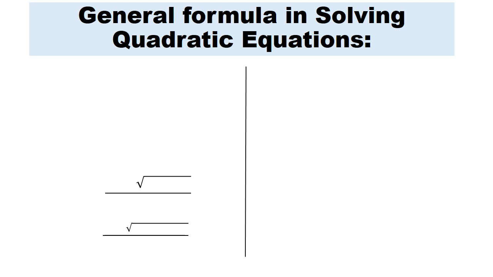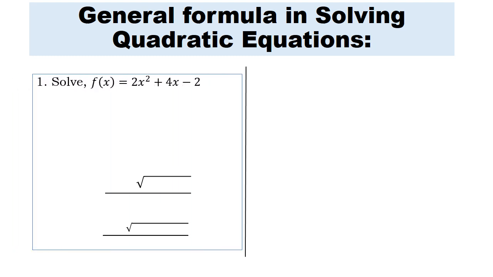Okay, today we are going to see how we can use the general formula in solving quadratic equations. To do this, we are going to use a simple example. We have here: solve f of x is equal to 2x squared plus 4x minus 2.